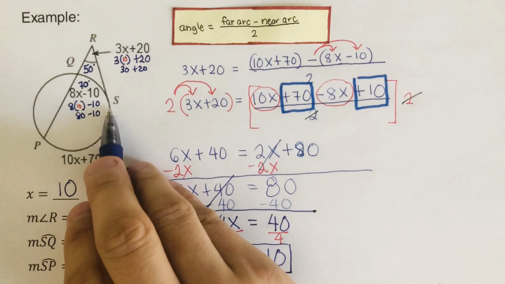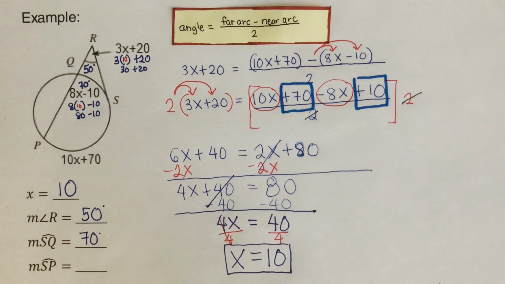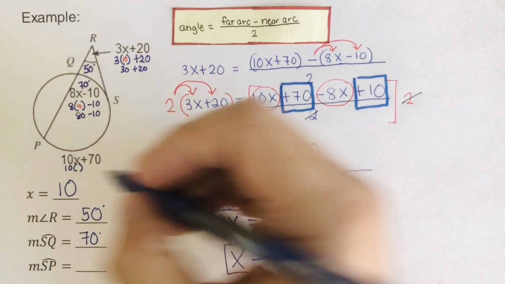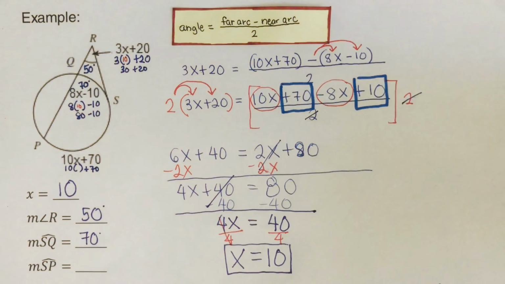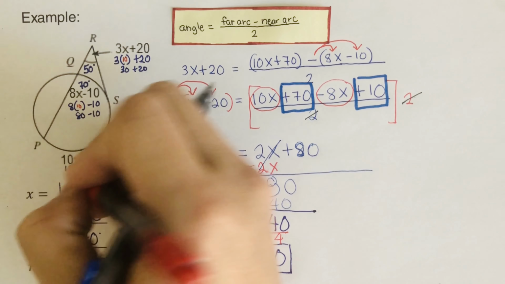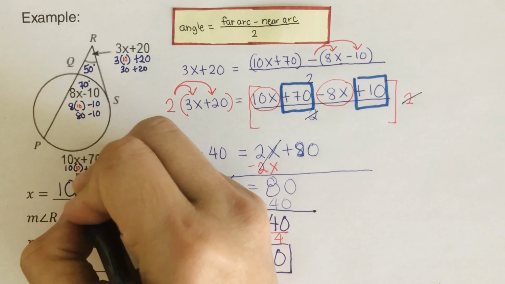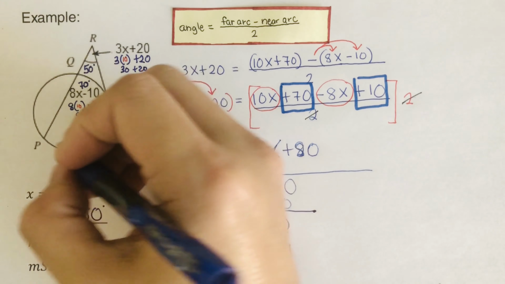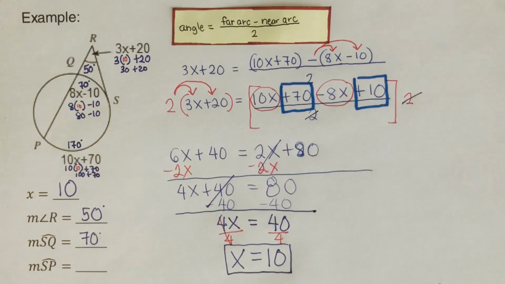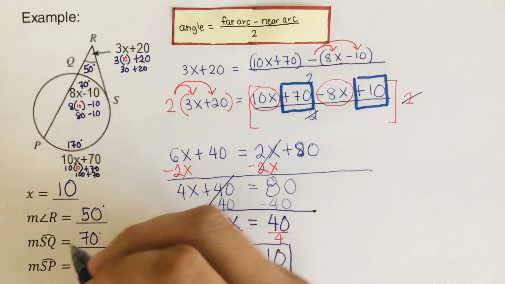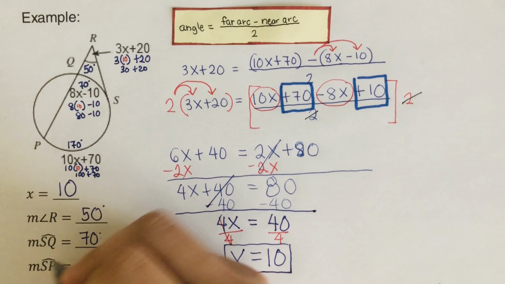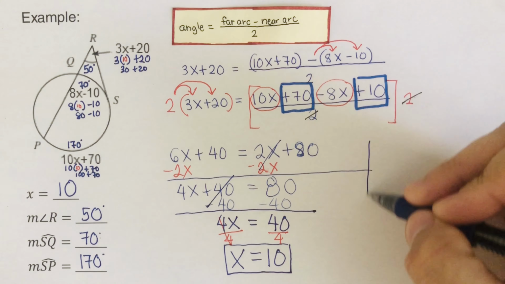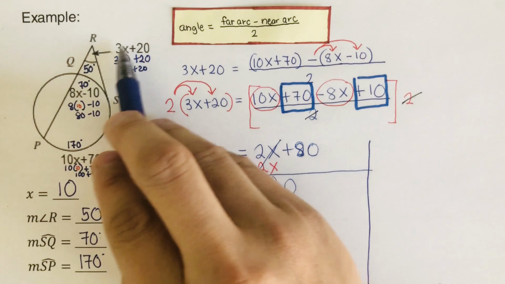Now we're looking for SP, which is the far arc. Again, to do that, we are going to plug it in. So 10 times x, where x is 10, plus 70. So 10 times 10 is 100, and 100 plus 70 is 170 degrees. Okay, so these are the values. So the measure of arc SP is 170 degrees.